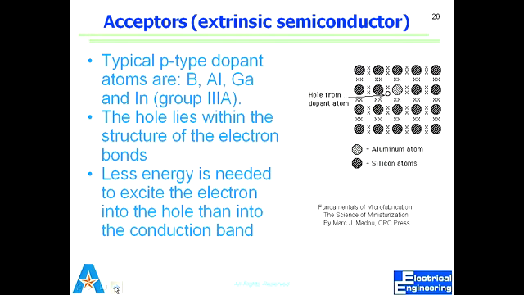So P-type dopants are boron, aluminum, gallium, indium, and so on. It takes less energy to excite an electron into the hole than into the conduction band. Essentially, bringing it back to the valence band is easier than kicking it to the conduction band. So we need more energy to create holes in the material.